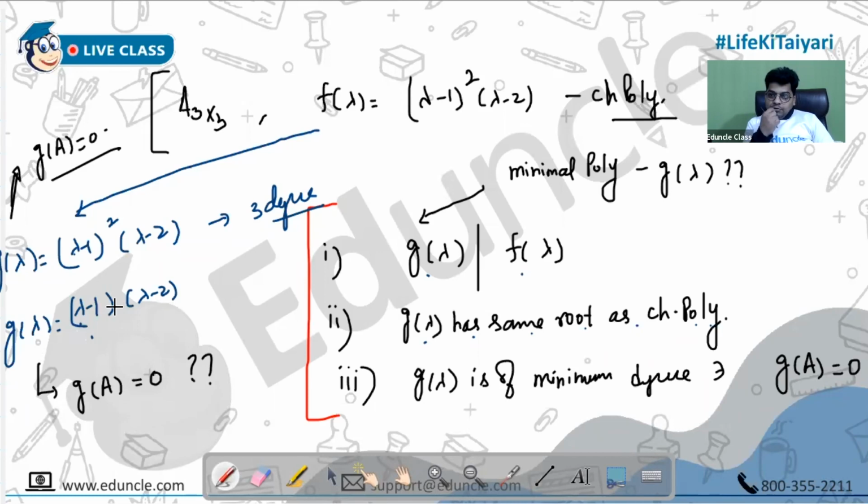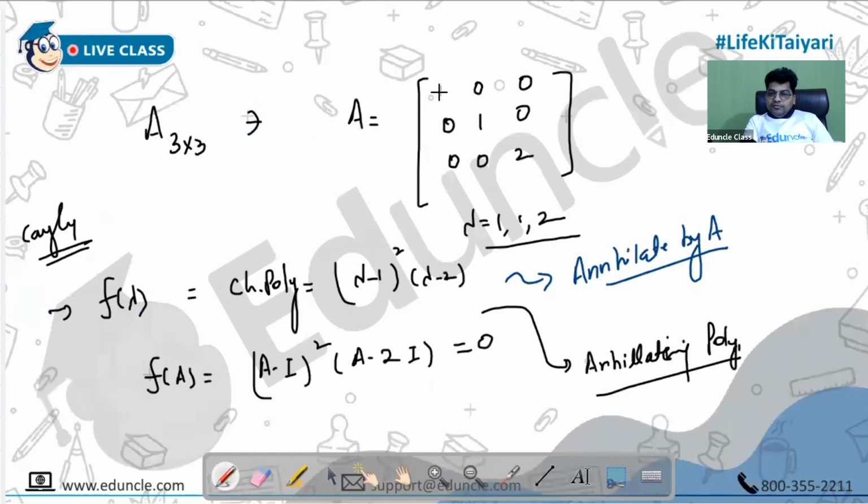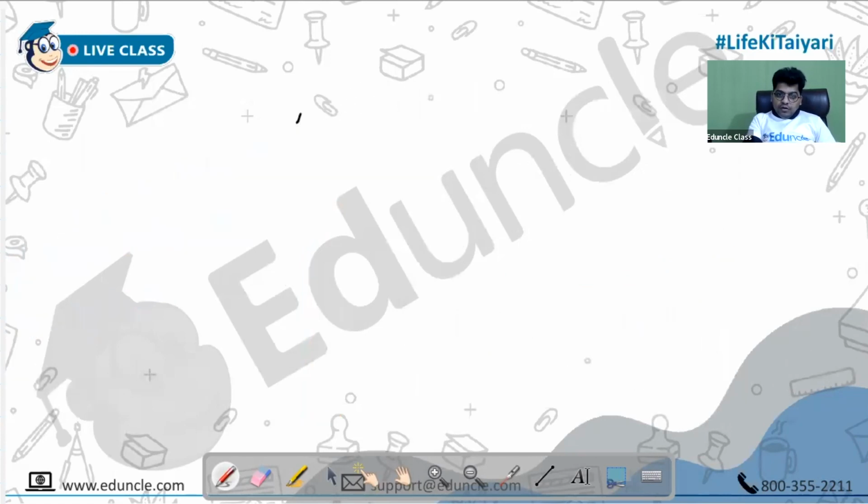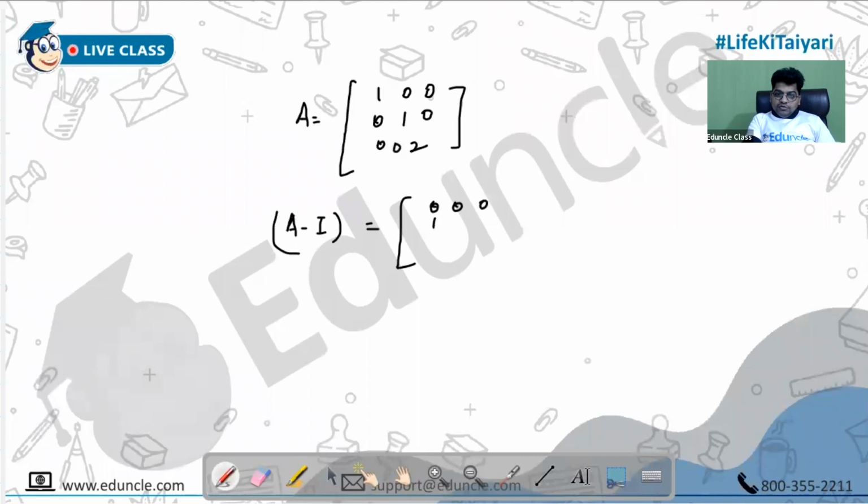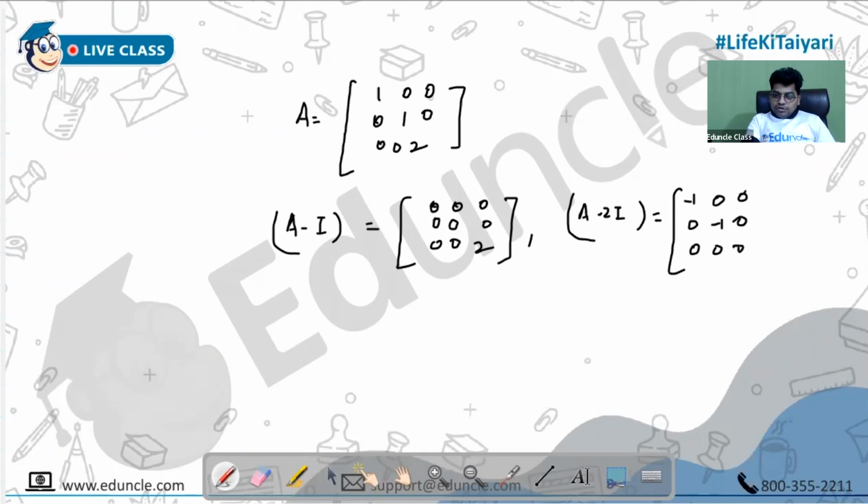Lambda minus 1, lambda minus 2. Is this 0 or not? This matrix, can you please check? See, the matrix A is 1 0 0, 0 1 0, 0 0 2. This is a diagonal matrix, a very simple matrix. If you take A minus I, the matrix is 0 0 0, 0 0 0, 0 0 2. If you take A minus 2I, the matrix is 0 0 0 0. Yes or no?